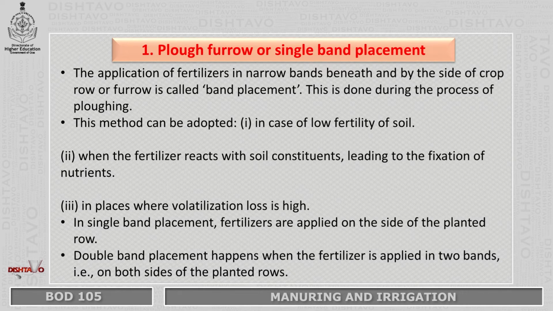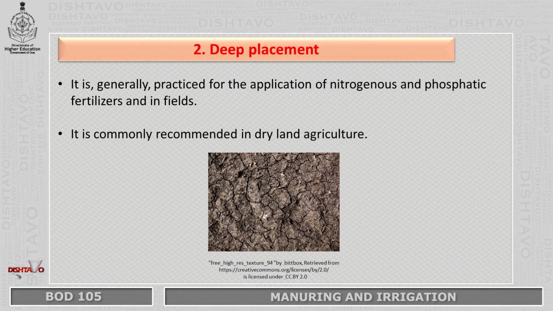In single band placement, fertilizers are applied on the side of the planted rows. Double band placement happens when the fertilizer is applied in two bands, that is on both the sides of the planted rows. Next is the deep placement. It is generally practiced for the application of nitrogenous and phosphatic fertilizers in fields.